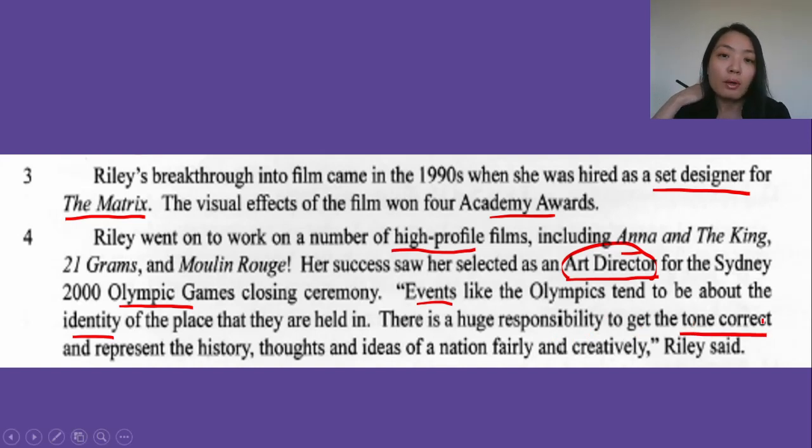Again, earlier, this is something about the art, being an art director. So something from there, that it's something about creating a set, making a set look real inside a film and also in events like this. So she wants to make the tone correct and to represent the history, thoughts, and ideas of the nation. This was during the Olympic Games.